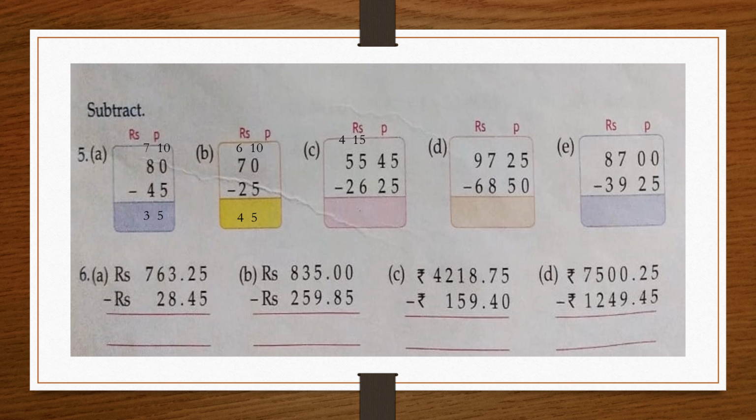And 5 will be reduced to 4. Now 15 minus 6 is 9. And 4 minus 2 is 2. So your answer is 29 rupees 20 paisa.